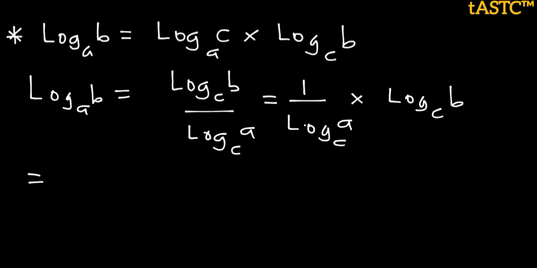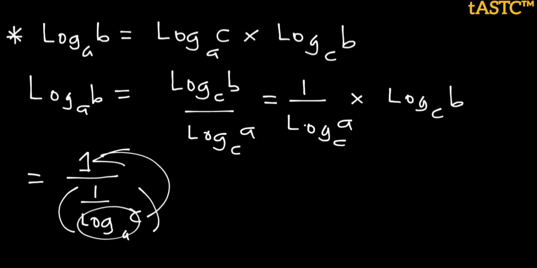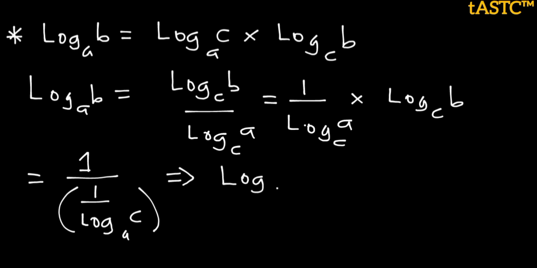So this is what I'm going to do. We know that this is going to be a 1, and this will be divided by 1 divided by log to the base a of c. Now this stuff can go up, so this is going to be log to the base a of c. Okay, and so this is what we have here. If you have this, it is the same thing as this. Hopefully you remember that.